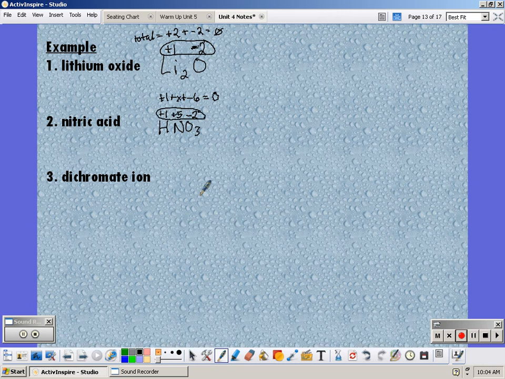The dichromate ion, Cr2O7 2-, has a -2 charge. So oxygen would have an oxidation number of -2. I have 7 of those, so that's a -14. To figure out what my chromium is, I have to remember that I have to add it to my oxygen, and it has to equal -2. That means my chromium has to total a +12. I have 2 chromiums, so each one is going to have an oxidation number of +6. So +6 and -2 are my oxidation numbers.